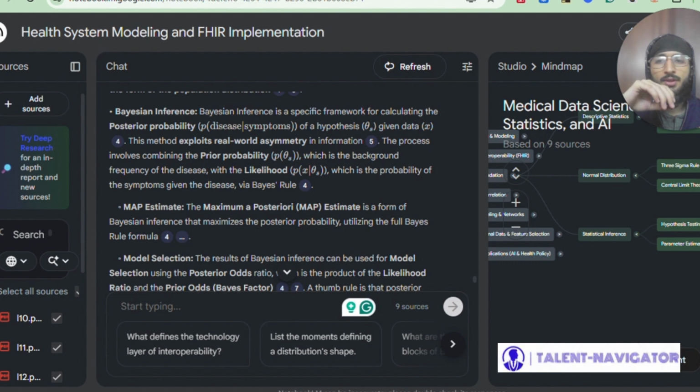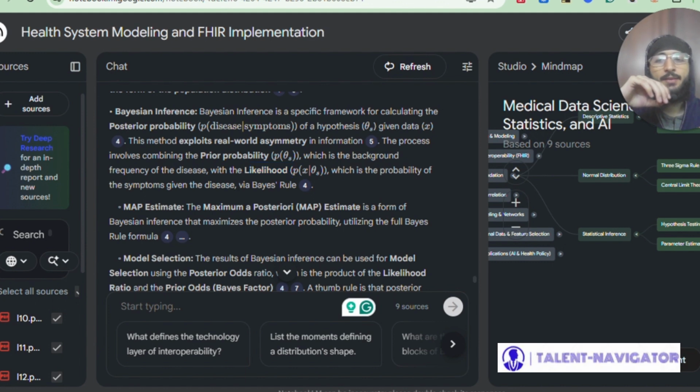Then we have Bayesian inference, which is basically a framework for calculating the posterior probability, the disease given symptoms, of a hypothesis theta_s given data x. So it exploits real-world asymmetry in information. The process involves combining the prior probability P(theta_s), which is the background frequency of the disease, with the likelihood P(x | theta_s), which is the probability of the symptom given the disease. This is the probability of the disease given the symptom, and this is the probability of the symptom given the disease, the likelihood.